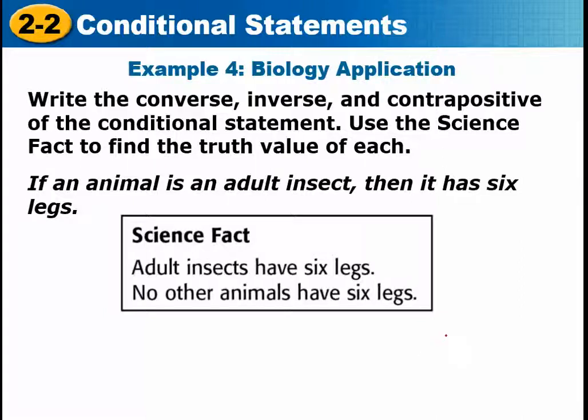Okay, so we are going to write the converse, inverse, and contrapositive of this statement. If an animal is an adult insect, then it has 6 legs. We're also going to try to tell if they're true or false, each one. And in order to tell if they're true or false, here's what you need to know. Adult insects have 6 legs. No other animals have 6 legs. So only adult insects have 6 legs. Okay.